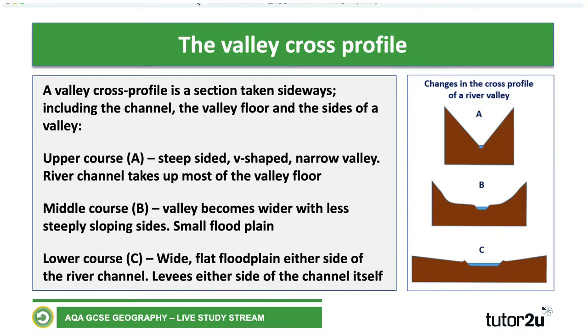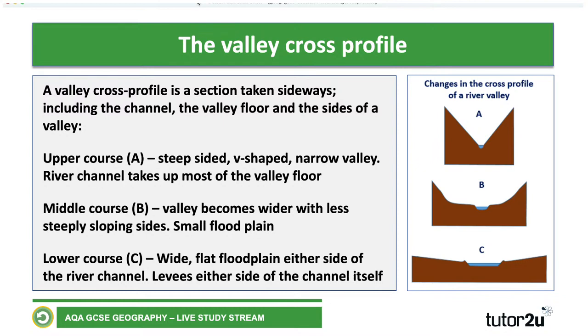Right, okay, we're on valley cross profile now. So I like this one. I like drawing this on from an OS map. It's always quite fun to try this. So this is a valley cross profile, and this time it shows not only the river channel, but it also shows the whole of the valley floor and the slopes up the side of the valley.